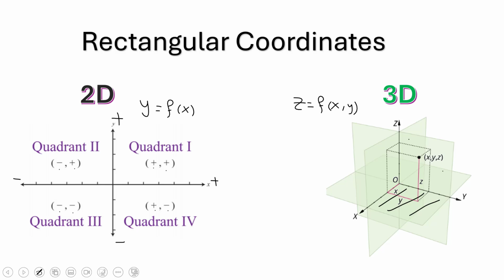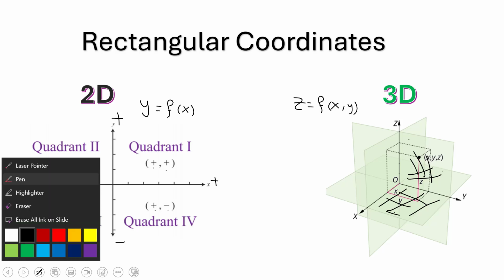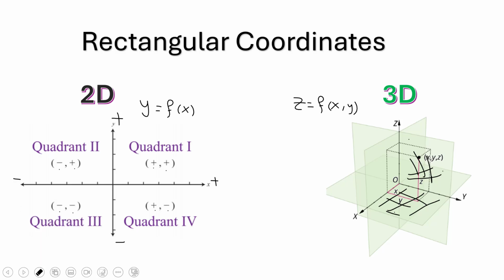And you have xz and you have yz as well, right? So you have a special case of 2-dimension already here, right? Okay, so these are the coordinates everyone knows about, right?